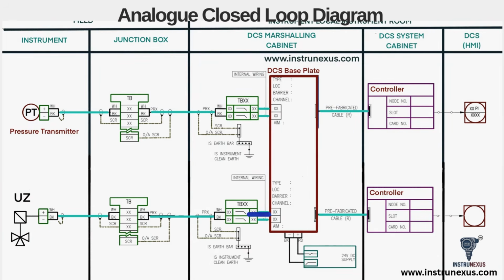The flow is reversed. The operator sends a command from the DCS HMI. This command goes to the controller, which sends a signal out through its DCS. This signal travels through the marshalling cabinet and junction box, all the way back to the field to operate the UZ valve. This single diagram clearly shows the complete end-to-end wiring for both sensing a process variable and controlling a final element.